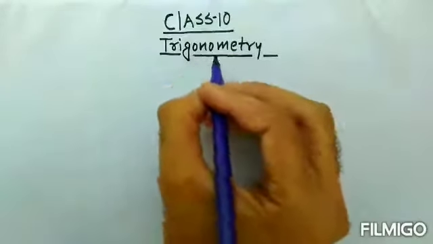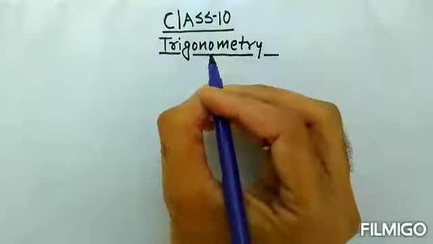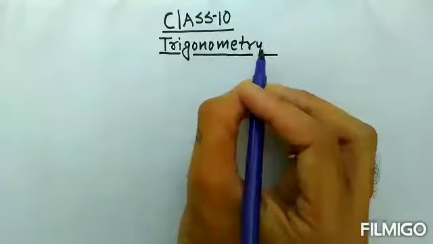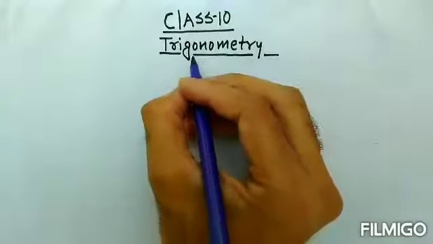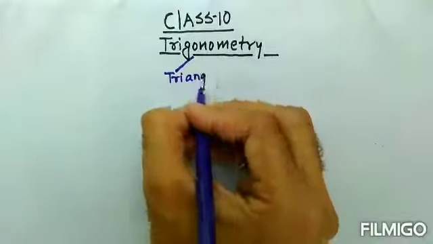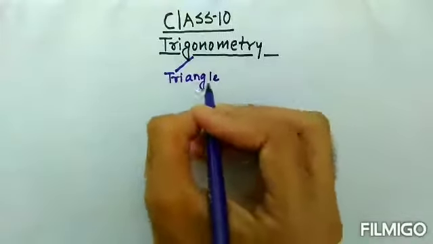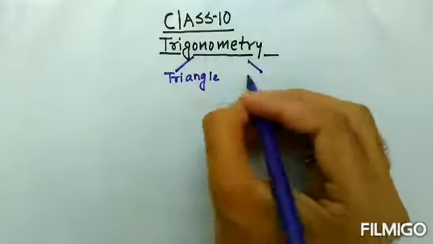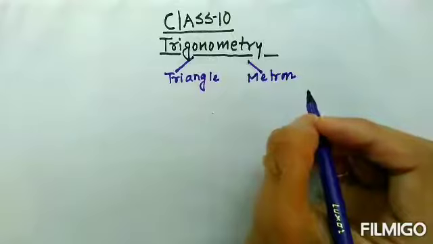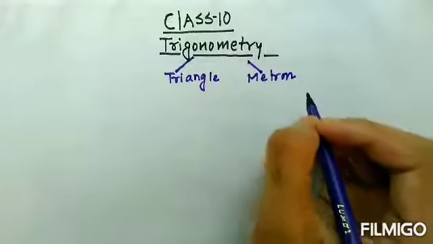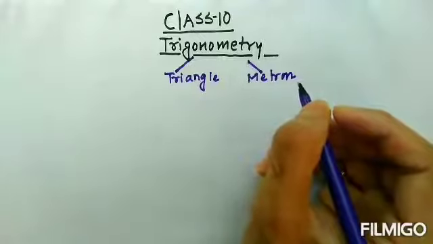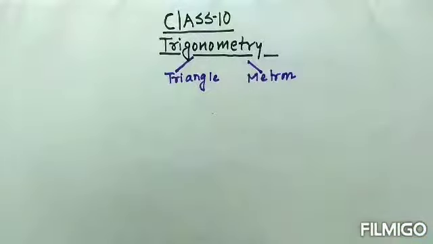Here the word trigonometry is a combination of two words, that is trigono, that is triangle, and metron, that means the measurement. So here we will deal with the measurement related to triangles.